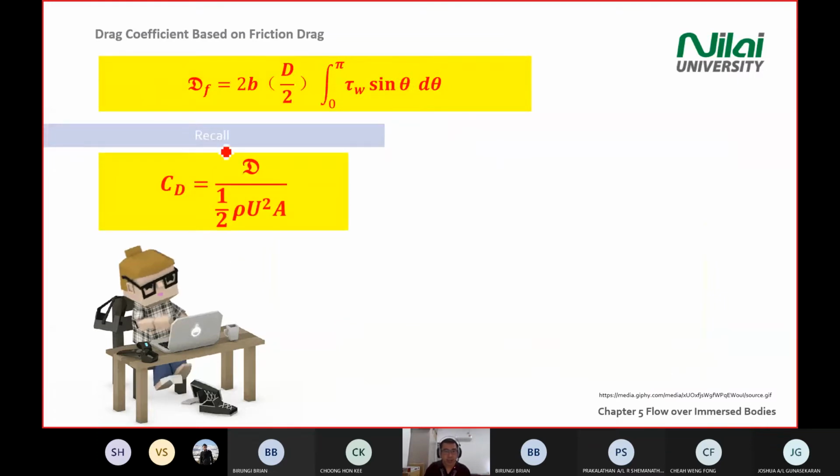Recall the drag equation: D equals dynamic pressure times CD times A, so you rearrange to get the drag coefficient structure.